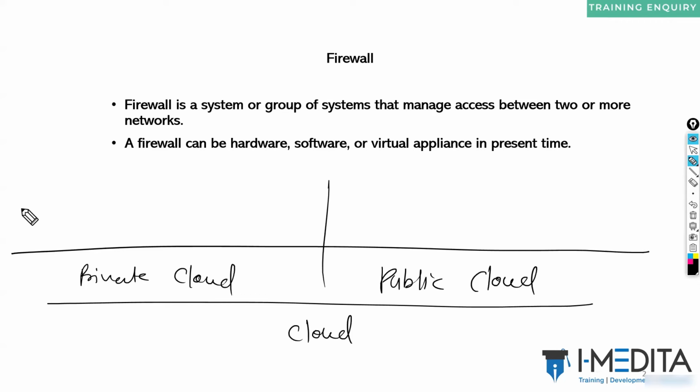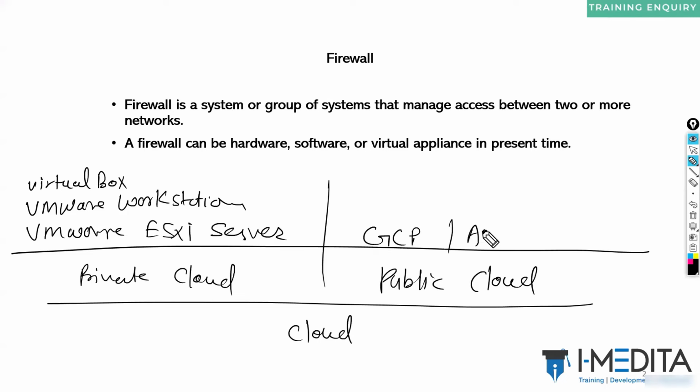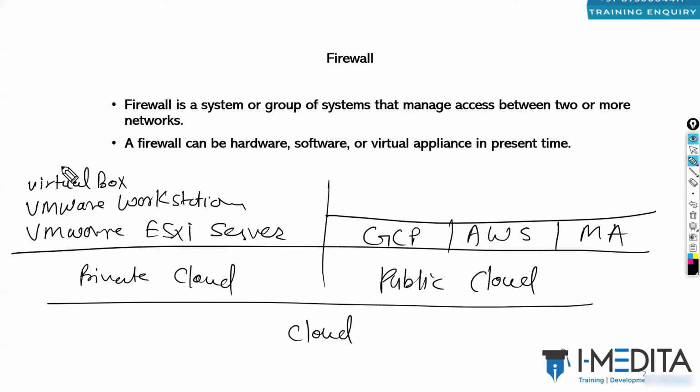Private cloud means we are using VirtualBox, we are using VMware Workstation, or we are using here VMware ESXi server. Public cloud means Google Cloud Platform, Amazon Web Services, and Microsoft Azure. So these are our public cloud, and these products are our private cloud.